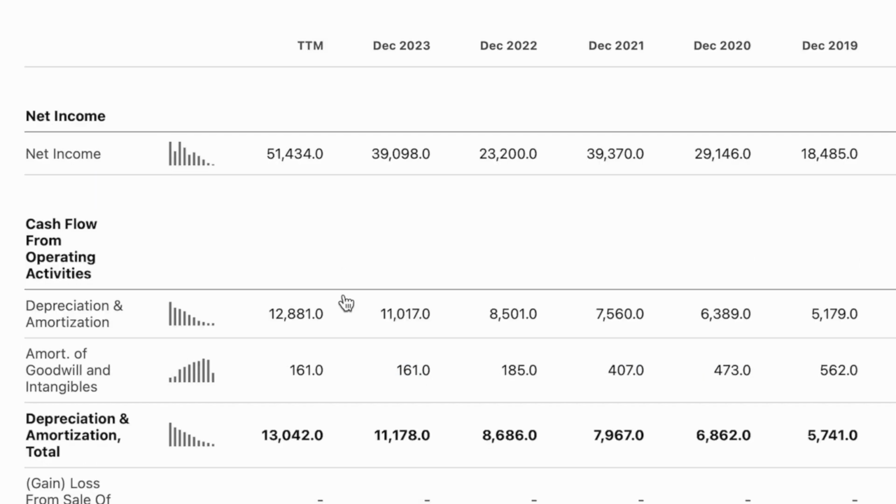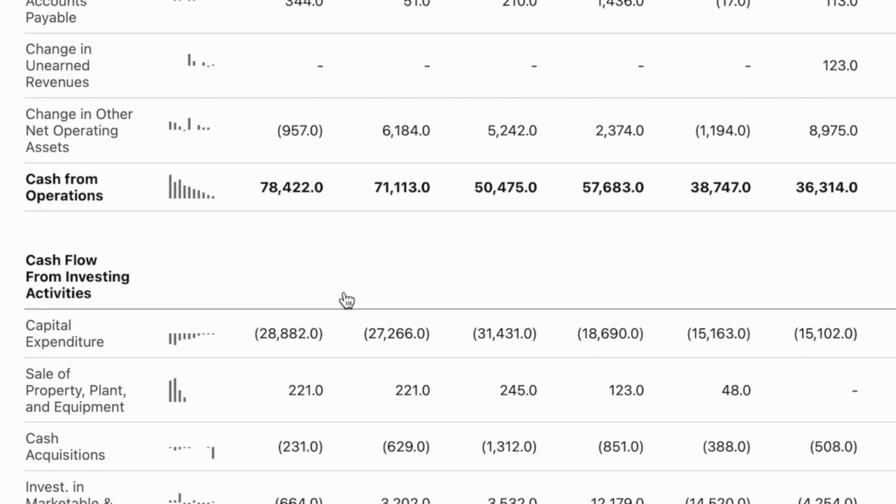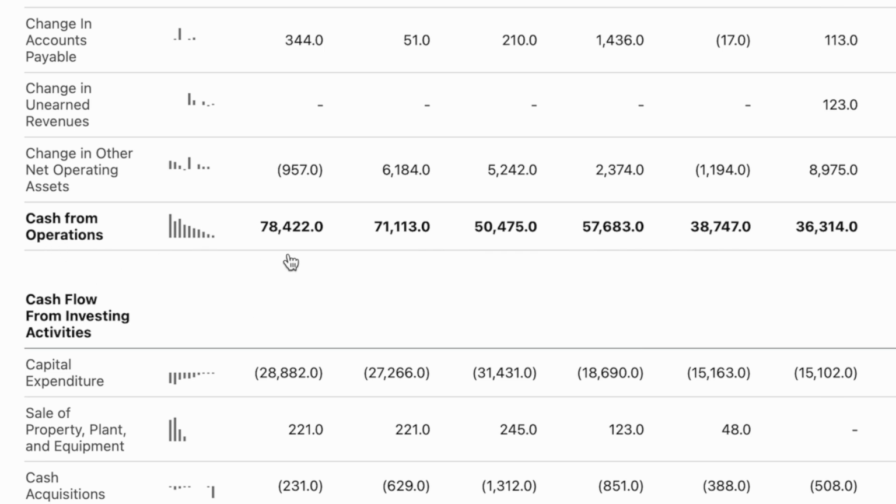But let's look at Meta real quick. Now if we look at Meta and I go to the cash flow tab, and I scroll down, I see cash from operations for the trailing 12 months is $78.4 billion.